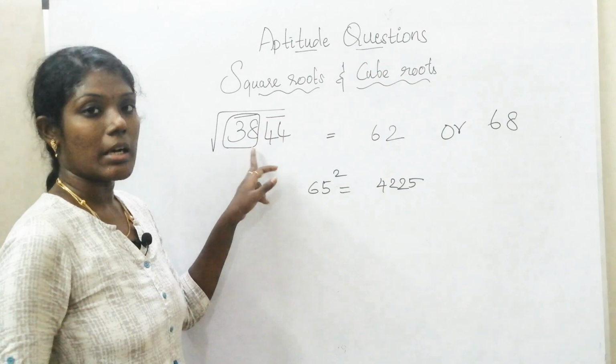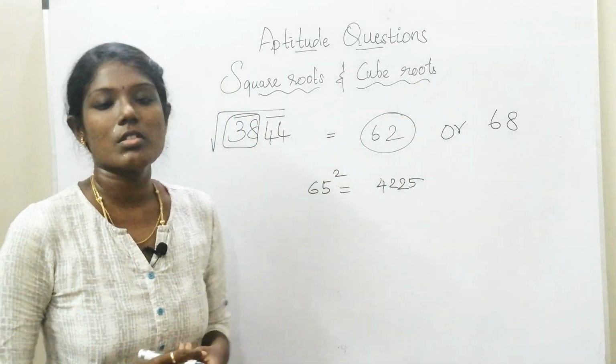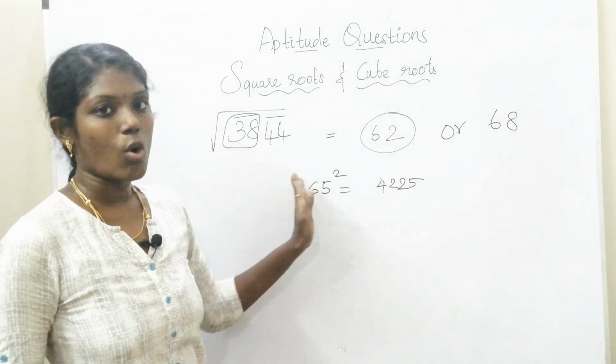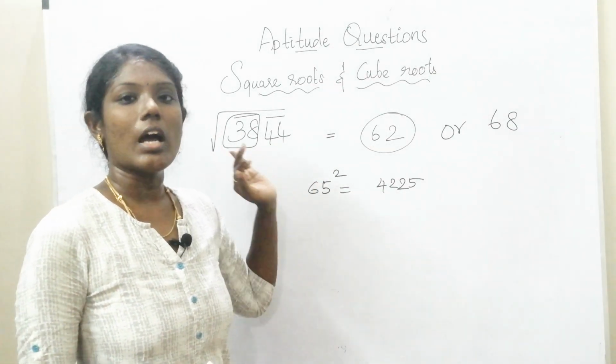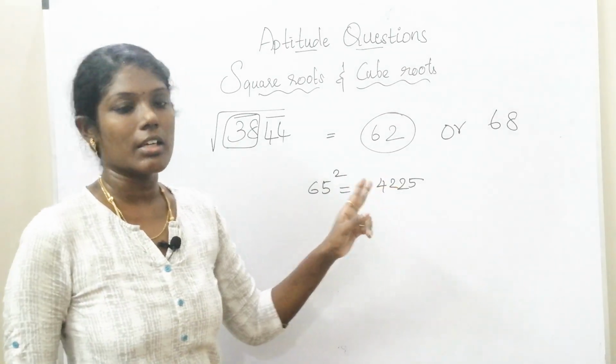So this number is less than 4225. So I obviously take 62 as the square root. This is how I find out the square root in two easy steps. I don't go for the division method, the long division method. I'm not solving through any method. I'm only finding out using the guessing method now.